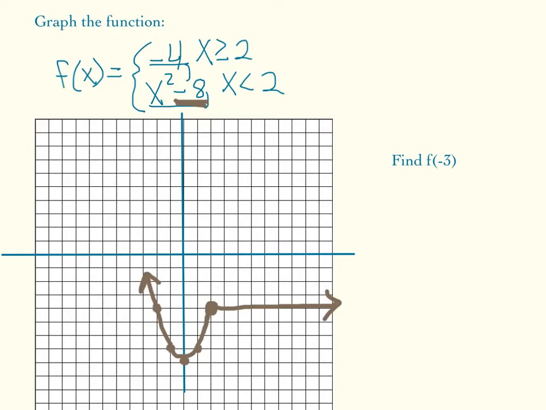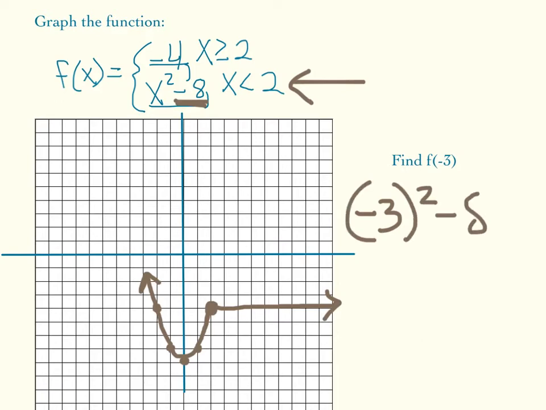And now, if I asked you to find f of -3, you say, well, -3 is less than 2, so I'm going to use this one. And -3 squared minus 8 is 9 minus 8, which is 1. So when x is -3, we have a point here at 1. You could have put that in your graph if you wanted to. So find f of -3, we found it. It was 1.